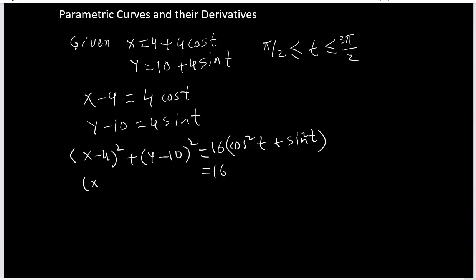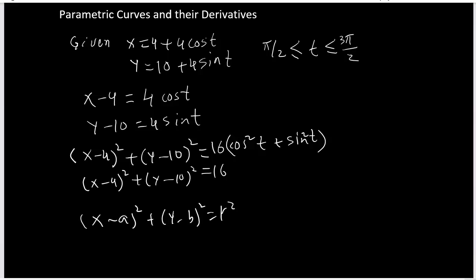Now you got x minus 4 squared plus y minus 10 squared equals 16, which is similar to x minus a squared plus y minus b squared equals r squared. So this is the equation of a circle with center at (a, b) and radius r. If you apply that, you will see it is a circle with center at (4, 10) and the radius will be 4. Now we want to see how we trace this graph.